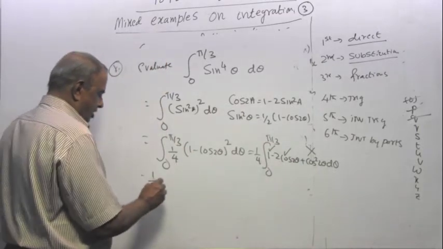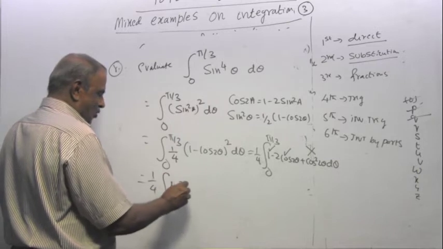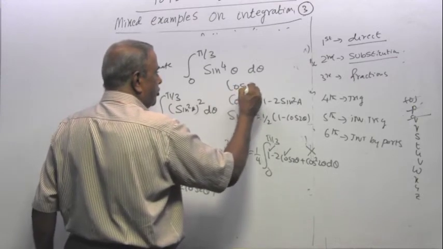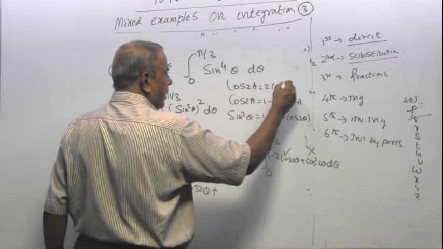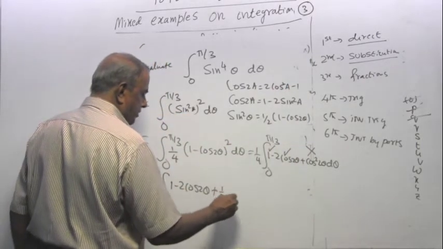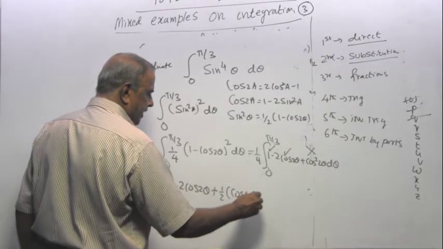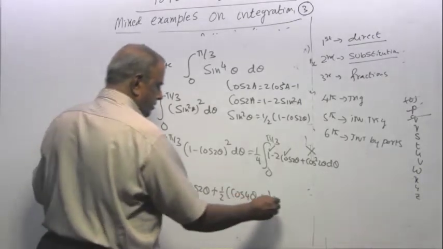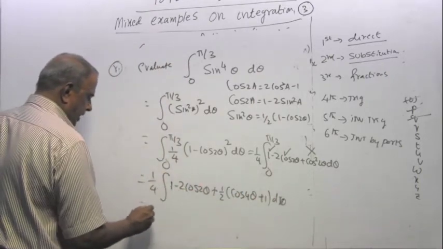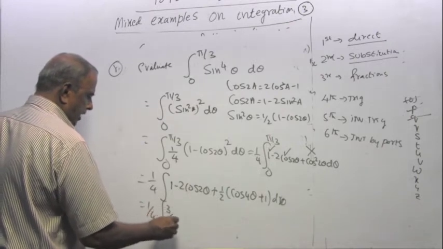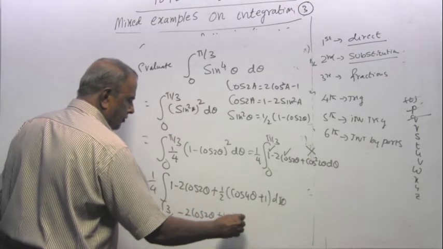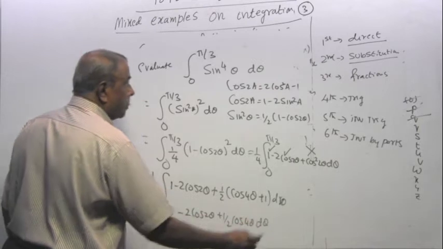So I'll write it as a quarter integral of 1 minus 2 cos 2 theta. Using the same logic, cos 2a equals 2 cos squared a minus 1. Cos squared 2 theta will be a half of cos 4 theta plus 1. Half and 1 is half. Half plus 1 is 1.5. So a quarter integral of 3 over 2 minus 2 cos 2 theta plus half cos 4 theta d theta.